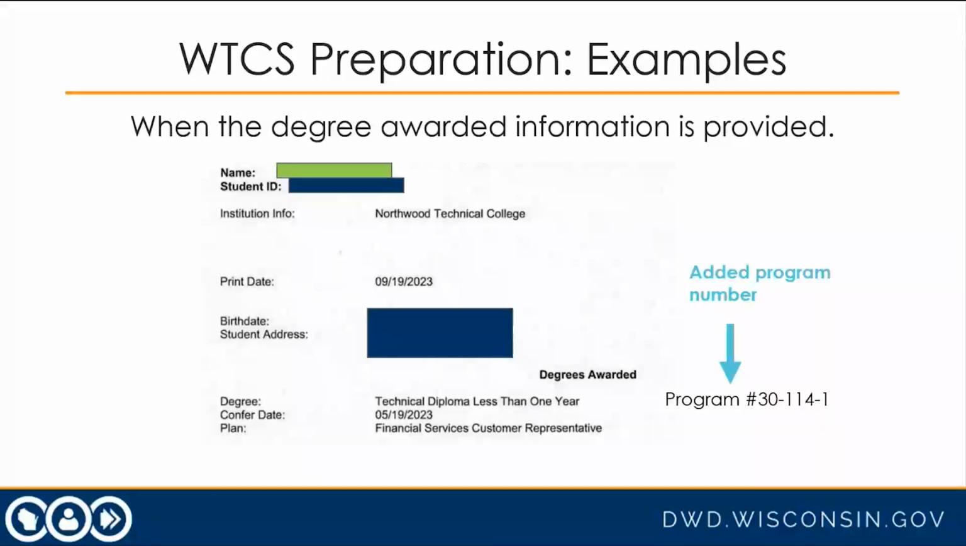The image on this slide shows everything that the reviewer needs to see when the degree awarded information is provided on the transcript. The green redaction is for demonstration purposes only. Of course, the actual transcript would show the student's name. Reviewers don't need to see any course or GPA information when they can see that the program was successfully completed. You can see in this example that the district added the program number because the transcript didn't include it.